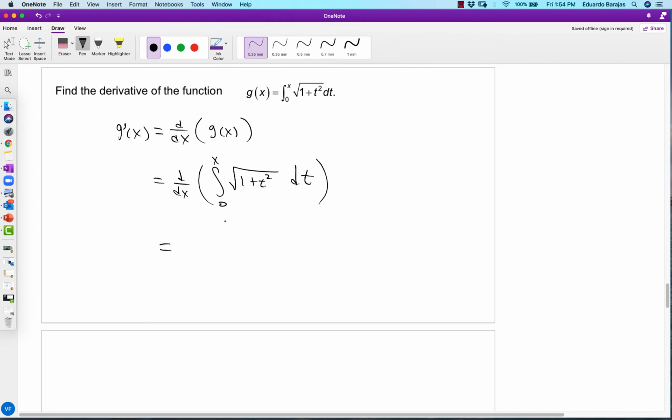And the fundamental theorem of calculus says that these two operations undo each other. And the answer is just this function evaluated at the variable. This just becomes 1 plus x squared. Good. And that's our answer. So g prime of x is just equal to that.